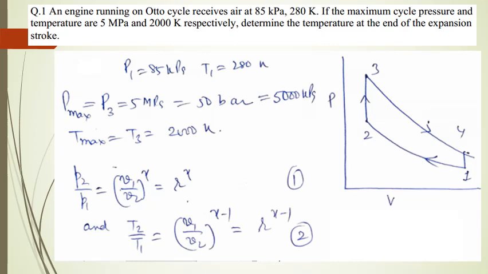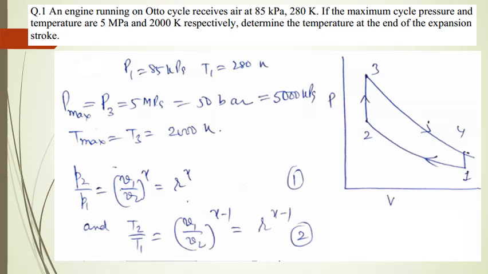So P1 is equal to 85 kilopascal and T1 is equal to 280 Kelvin. The maximum pressure of the cycle, that is at point 3, is 5 megapascal, that is 50 bar, or we can say 5000 kilopascal. Similarly, from the TS diagram you will come to know that the maximum temperature of the cycle is at point 3 and that is equal to 2000 Kelvin.